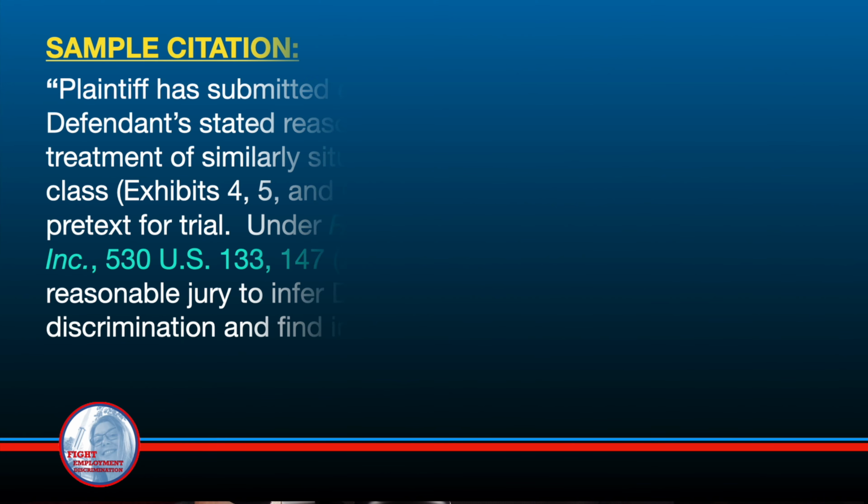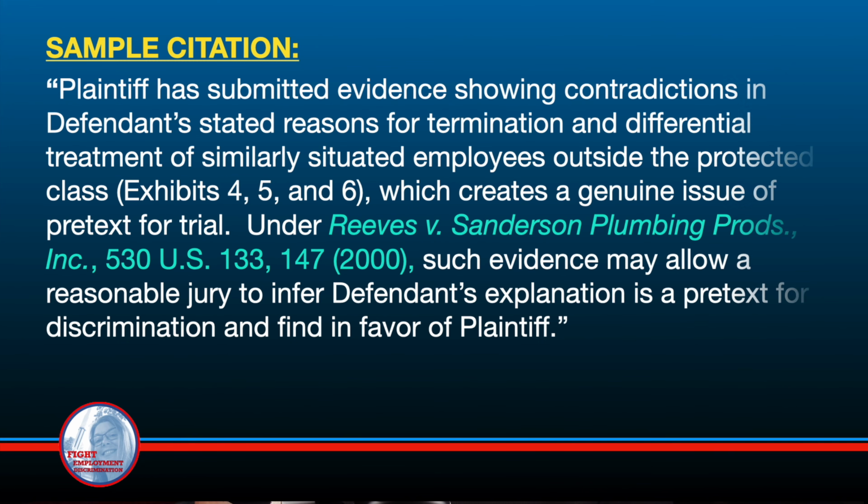Plaintiff has submitted evidence showing contradictions in defendant's stated reasons for termination and differential treatment of similarly situated employees outside the protected class, which creates a genuine issue of pretext for trial. And under Reeves, such evidence may allow a reasonable jury to find that the defendant's explanation is a pretext for discrimination and find in favor of the plaintiff.